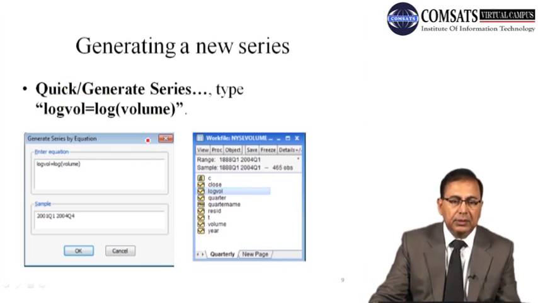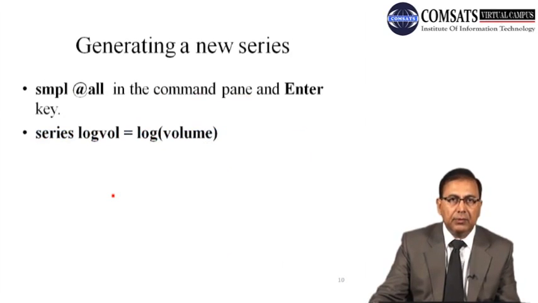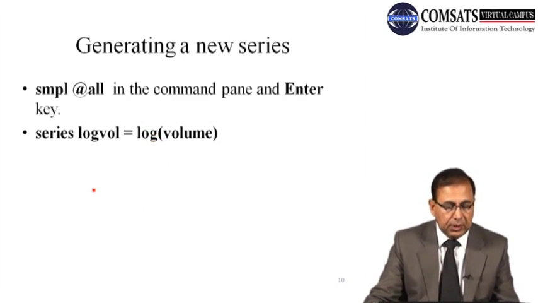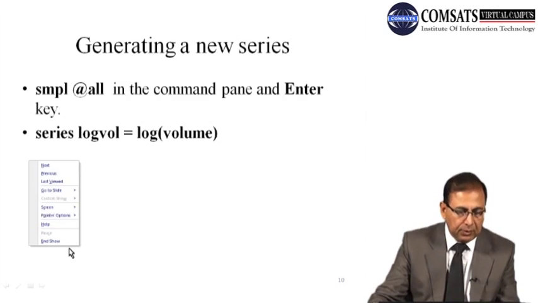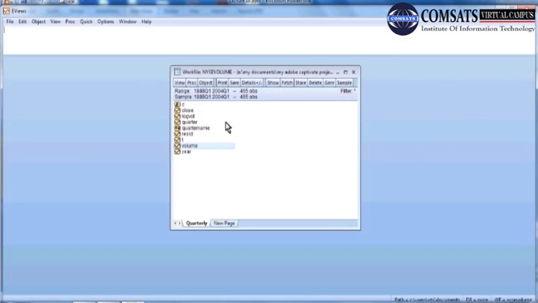We can apply this command in two ways, either through Quick, Generate New Series and typing this, or we can type it in the command window, the command pane, simply typing series, the name of the new series, equal to, and then the transformation which we want to apply. This time we want to apply log transformation. So there are two ways: either we type series or we go to the Quick method first.